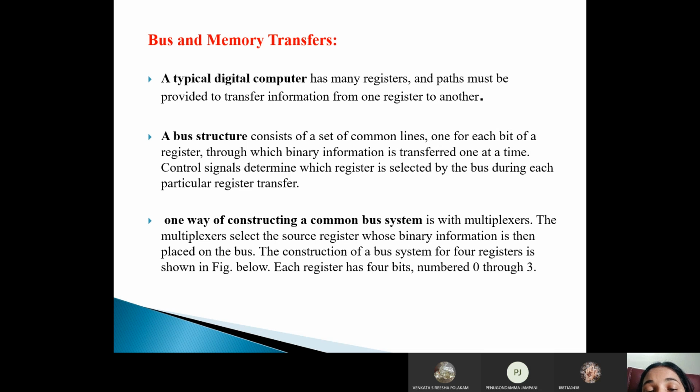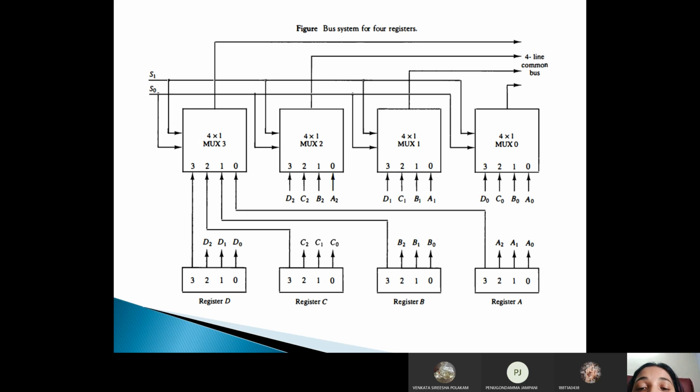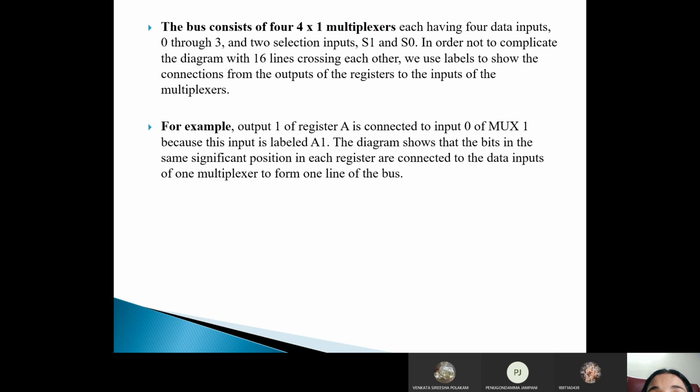Each register has 4 bits numbered 0 through 3. If you see the diagram, you can understand very easily. The bus consists of 4 into 1 multiplexers, each having 4 data inputs, 0 through 3, and 2 selection inputs, S1 and S0. So we have 4 multiplexers, 4 into 1, numbered multiplexer 0, multiplexer 1, multiplexer 2, and multiplexer 3, with 2 selection inputs, S1 and S0.